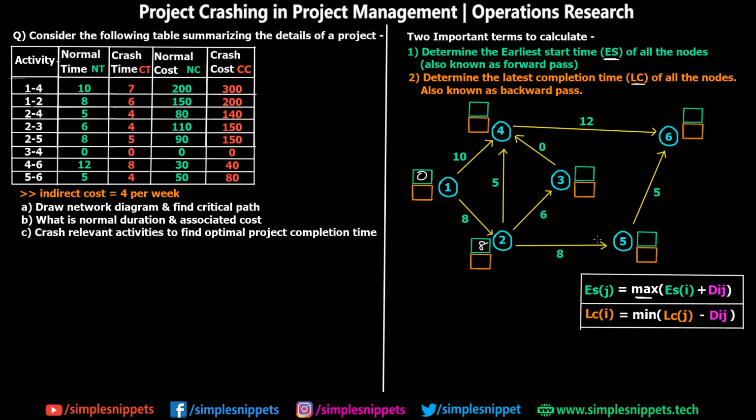So now let's calculate ES of this node. For the fifth node, we are coming from 2 to 5. So this is ES of I and this is the distance. So 8 plus 8 is going to be 16.